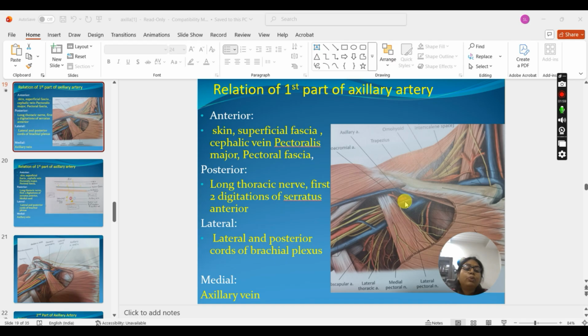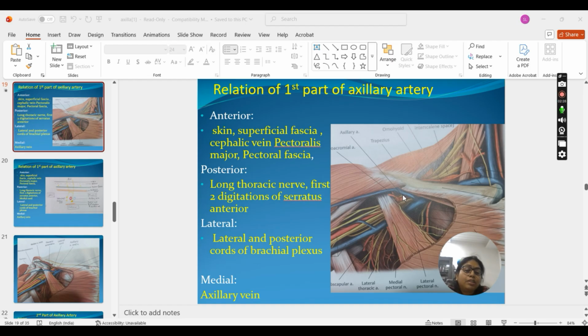If you dig up in the deeper part, you can see the first 2 digitations of the serratus anterior muscle. The nerve supply to that is the long thoracic nerve. That makes the posterior relation. Coming to the lateral relation, the lateral relation is the lateral and posterior chord of the brachial plexus.